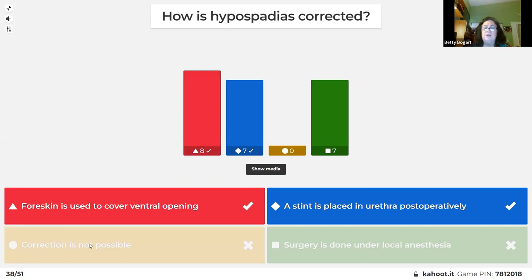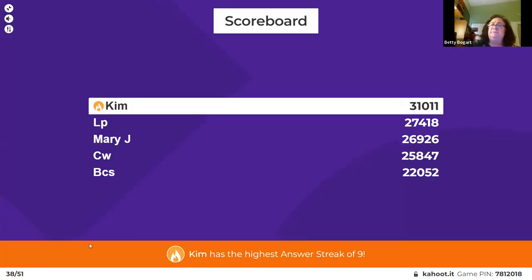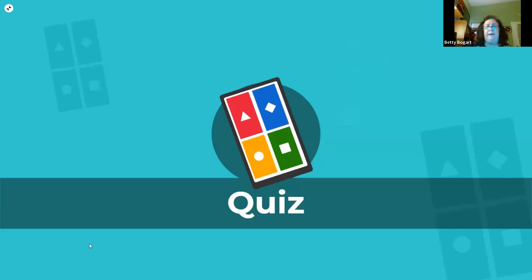So surgery is done under general anesthesia. This hurts, and it's a lot of manipulation of the penis. Circumcisions aren't. We know that. In fact, no anesthesia really, except for a pacifier and sugar water for the newborn infant. But they take the foreskin, they cover it, do plastic closure. They put that stent in so that it keeps it open. And then a couple of days later, the urologist will remove it. And Kim's still on fire.